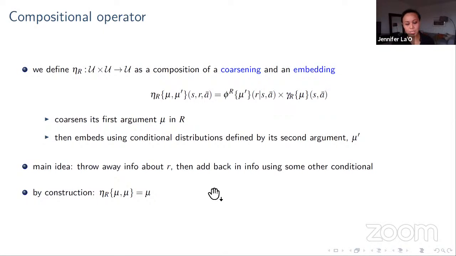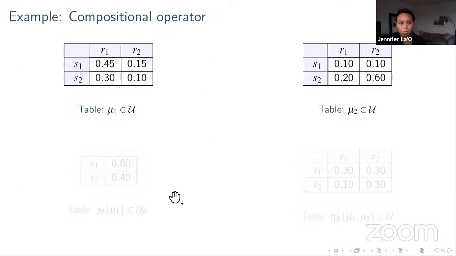So that's pretty much the transformation we have in mind: throw away information about R, then add it back in using some other conditional distribution. By construction, if I took away information on R and then added it back using the same distribution, I should get back the same thing. Just an example of that.